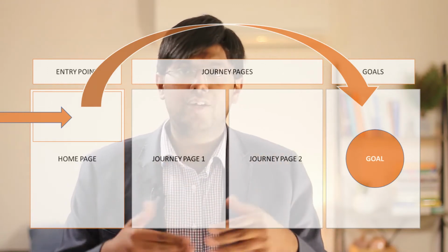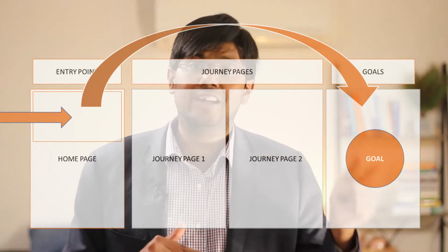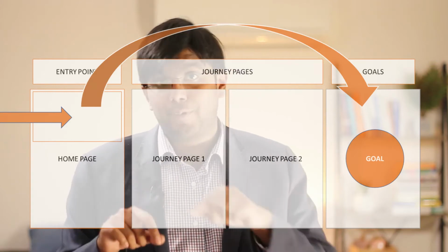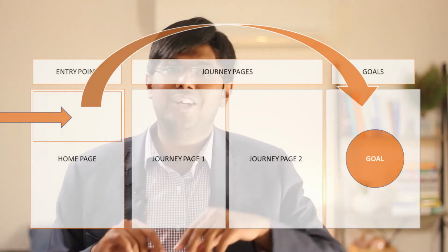They will look at your website homepage, the first fold, and directly jump to your call to action. These are the people who would skip everything, skip the journey pages, and come directly to your goal. And you have to cater to them and ensure that your website is optimized for that.